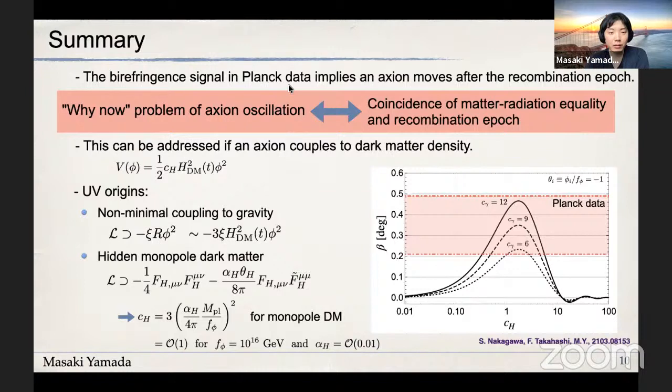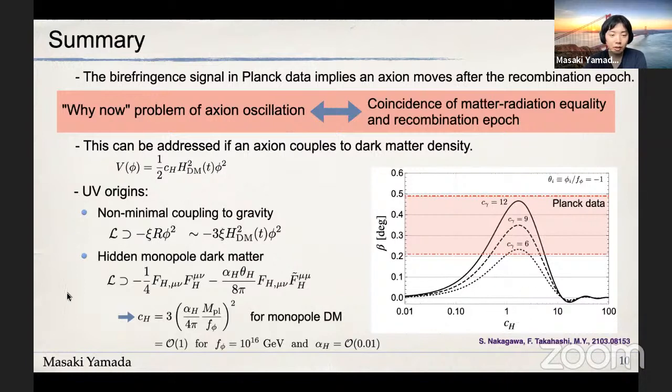But this would be a kind of coincidence problem, or why now problem: why does the axion start to oscillate at the present epoch? And we address this coincidence problem by introducing an effective mass term that is proportional to the dark matter density. This can explain this coincidence problem thanks to the coincidence of matter-radiation equality and the recombination epoch. So this is the idea. And this figure is the resulting birefringence angle, and it can explain the Planck data with an order 1 coefficient.